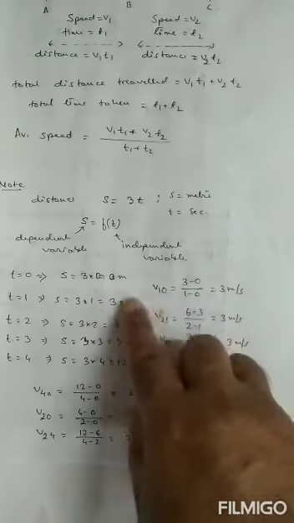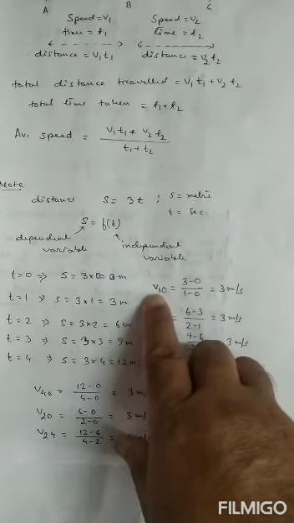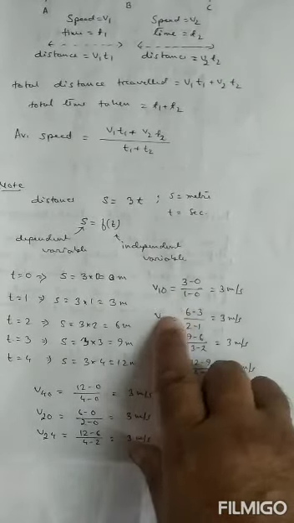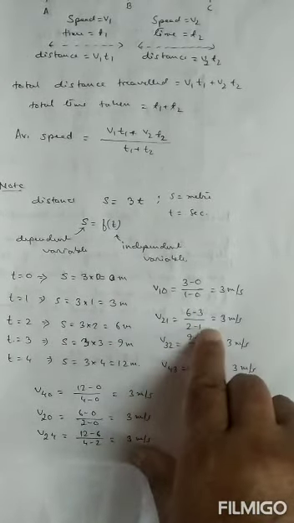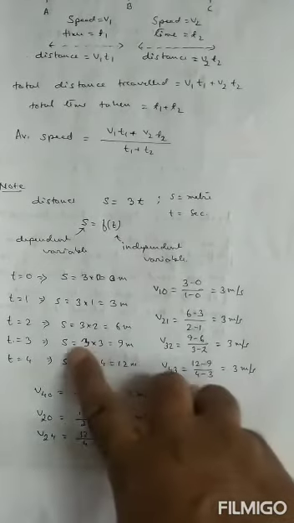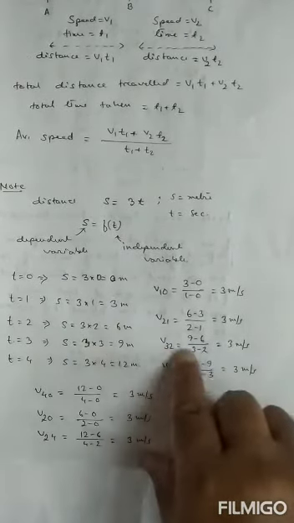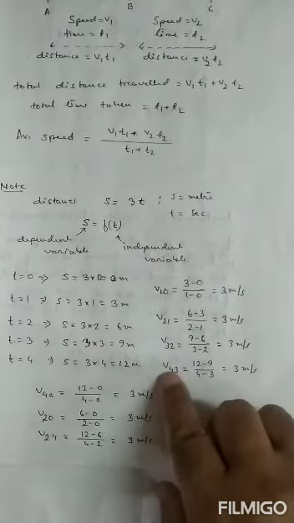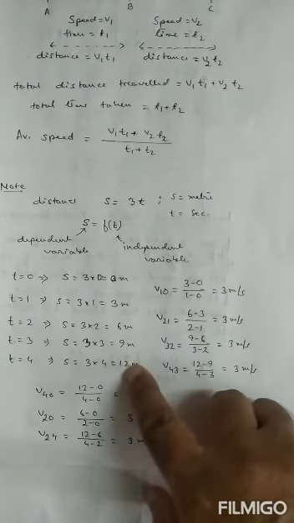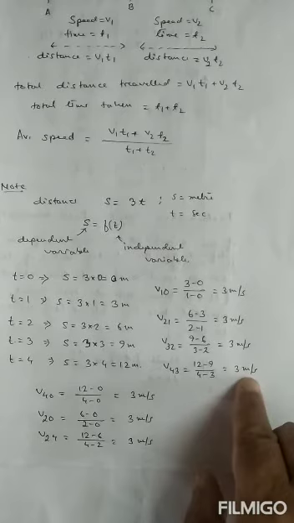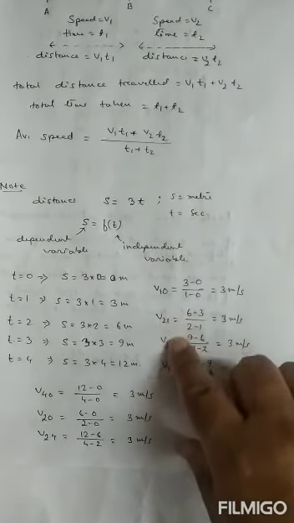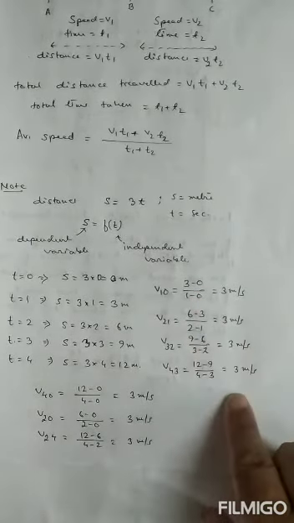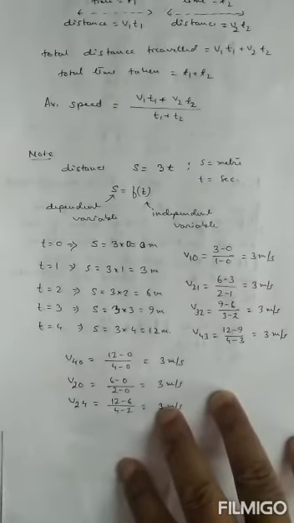Therefore, we want to calculate the speed during the interval 0 to 1 second. So 3 minus 0 by 1, 3 meter per second. 1 to 2 second, 6 minus 3 divided by 2 minus 1, 3 meter per second. 2 to 3 second, 9 minus 6 divided by 3 minus 2, 3 meter per second. 3 to 4, 12 minus 9, 3 meter per second. So in every 1 second interval, the ratio of distance traveled by total time taken is constant. So this is the case of uniform speed.